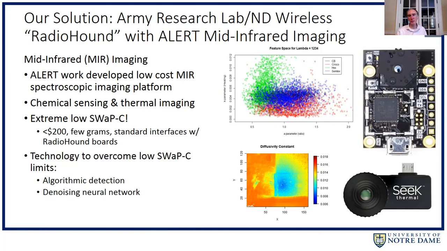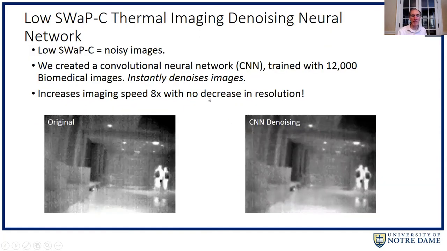In addition to this, we have also developed technology through ALERT to improve the performance of low SWaP-C systems. When you reduce size, weight, power, and cost, you increase noise, maybe decrease sensitivity. And so we've developed different algorithms to do this. We've developed algorithms both for detection and estimation of different compounds that are present, as well as ways of improving imaging performance in general. For example, we developed a denoising neural network, which will be demonstrated here on this slide.